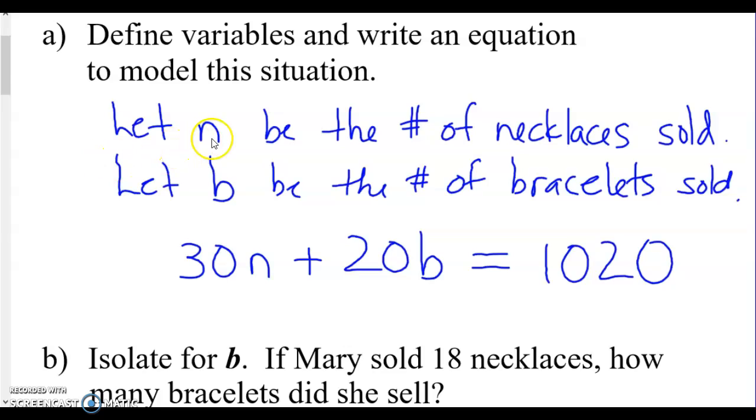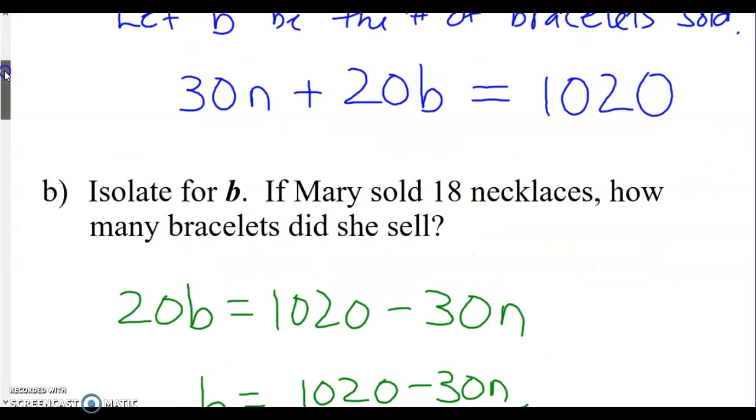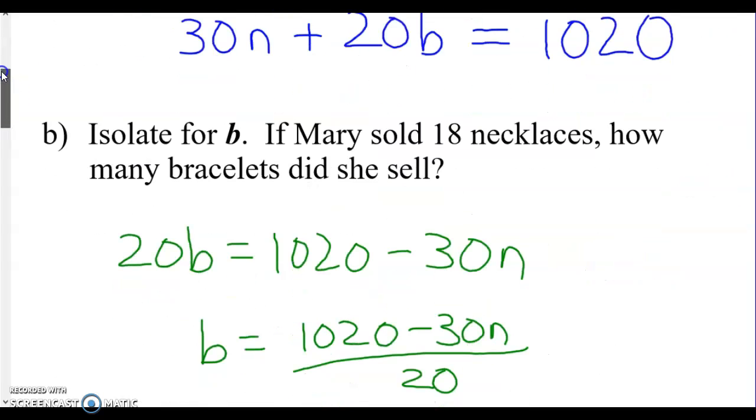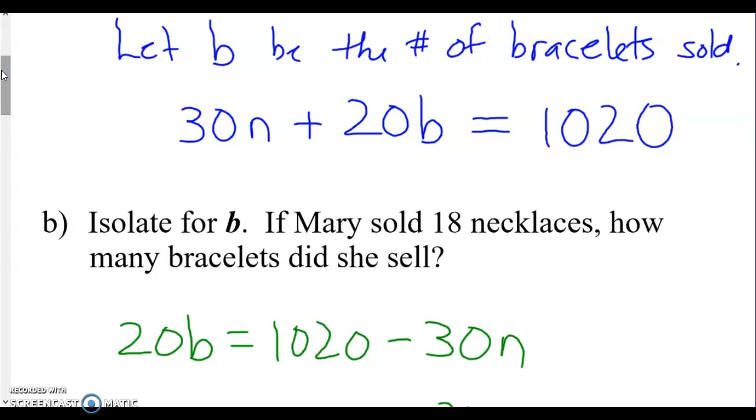So here, I'm going to let n represent the number of necklaces sold, and b will represent the number of bracelets sold. So my equation becomes 30n, because each necklace is $30, plus 20b, because each bracelet is $20, equals a total of 1,020, because that's how much money she made. So there's my equation to model the situation. Okay, I'm not going to change anything yet. When you're asked to write an equation to model a situation, the expression should match exactly what's in the original sentence.